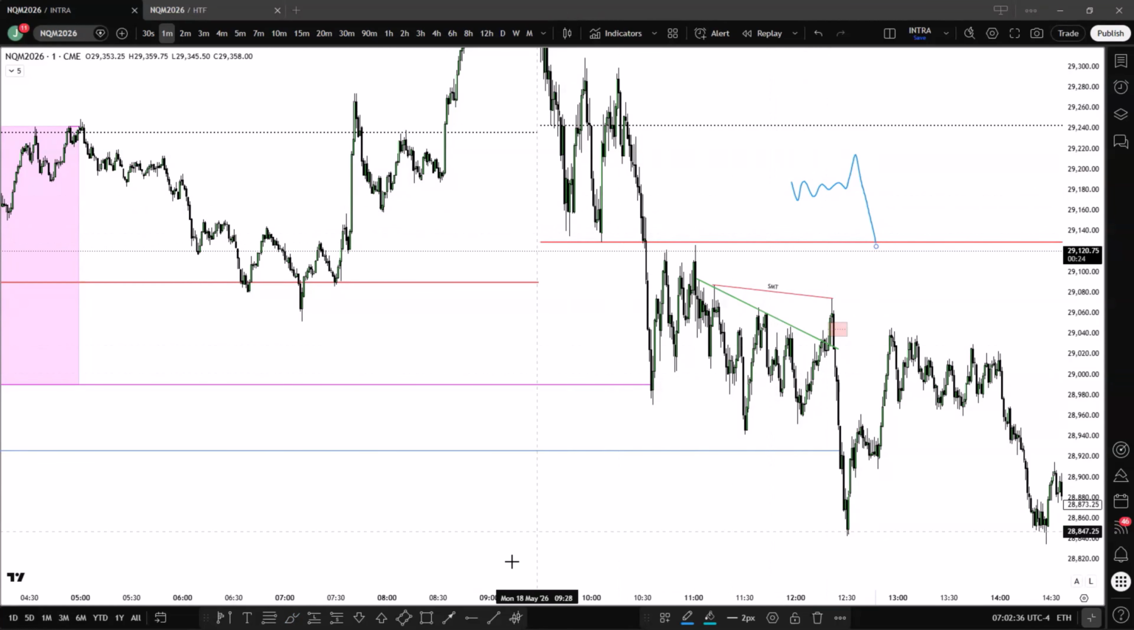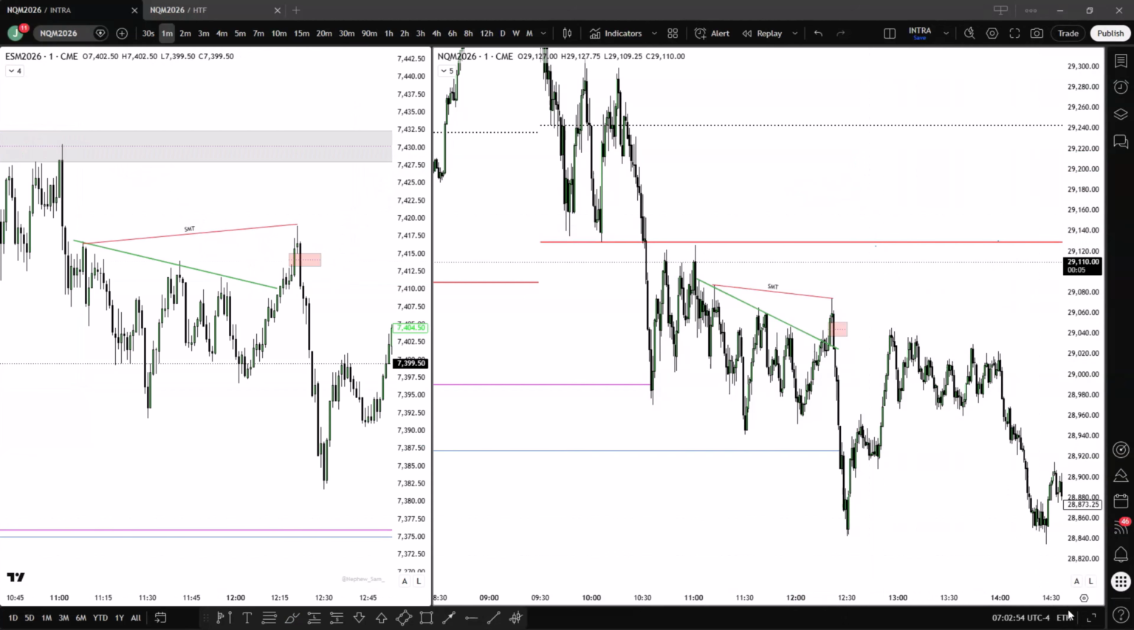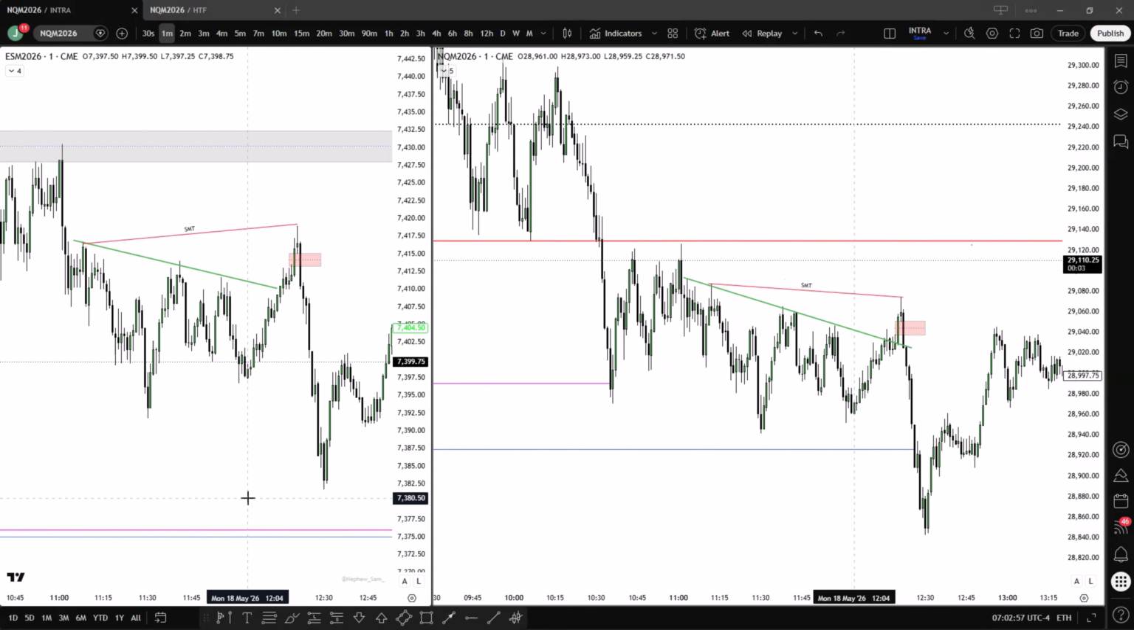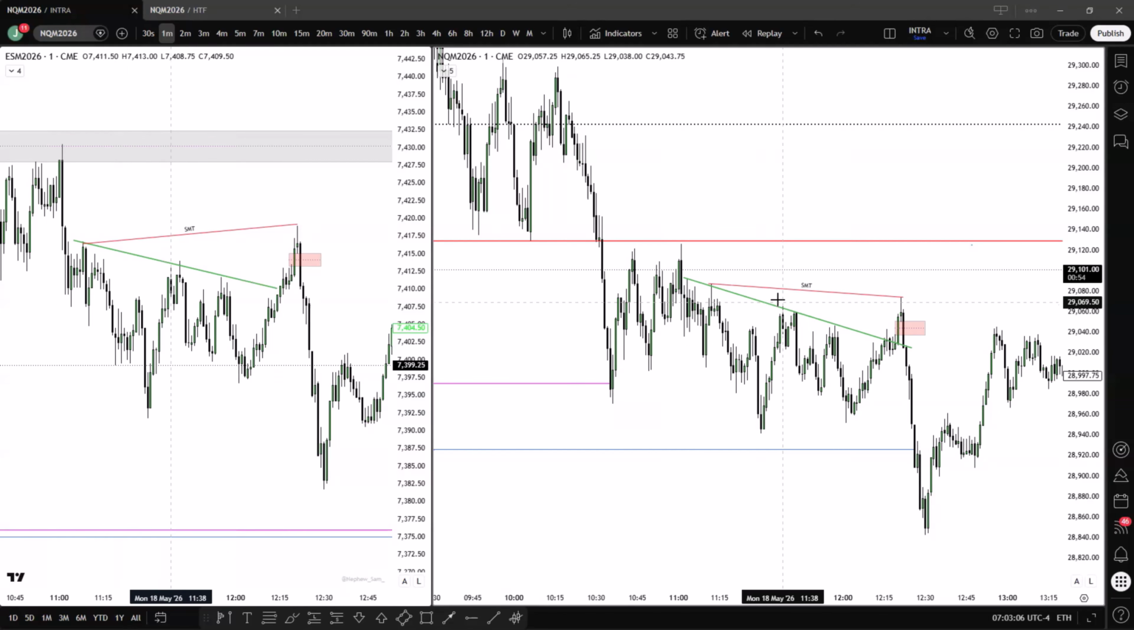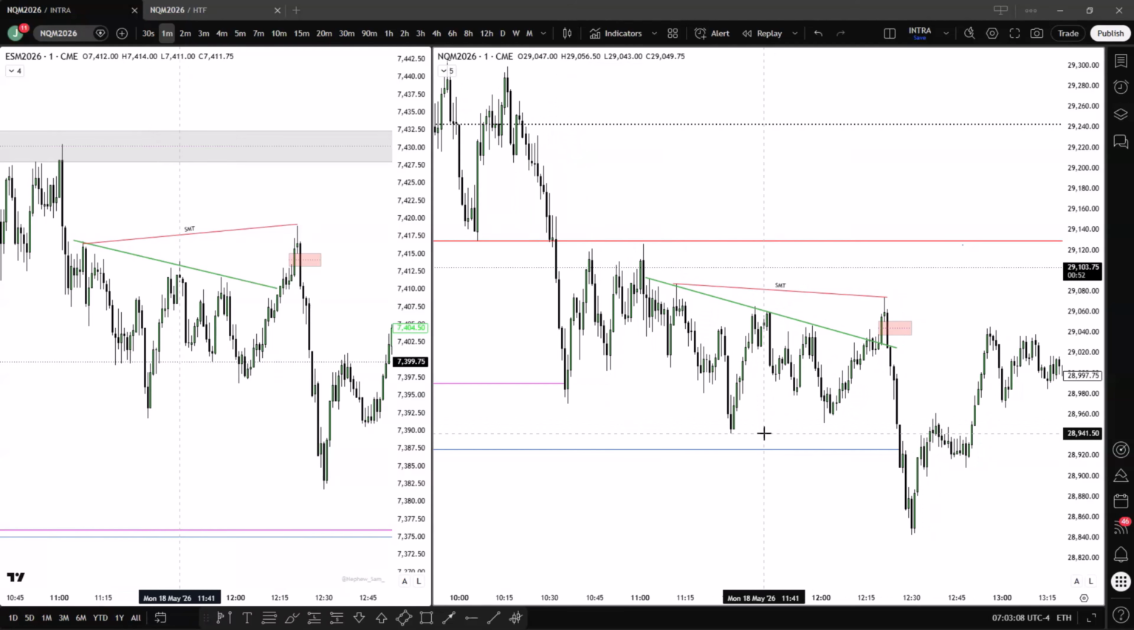Now, on a long scenario, you would be looking for some type of accumulation, manipulation, and then distribution move into that level. The example we're going to show today is going to be a short trade. I have the NQ and the ES up at the same time. What we're looking for is a clear draw on liquidity, which is Asia low. Check.